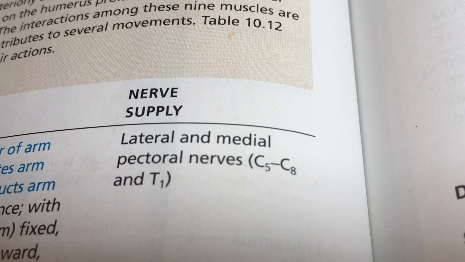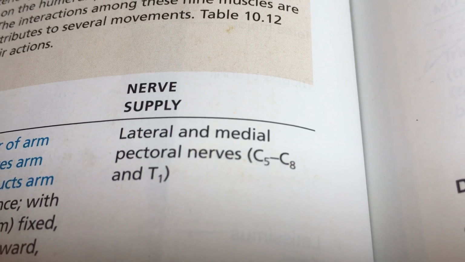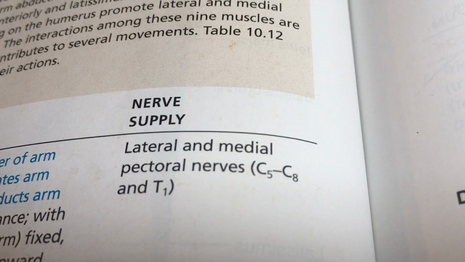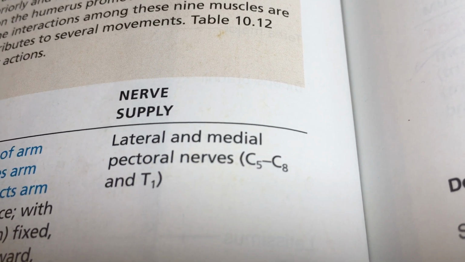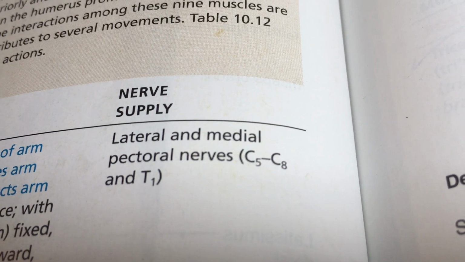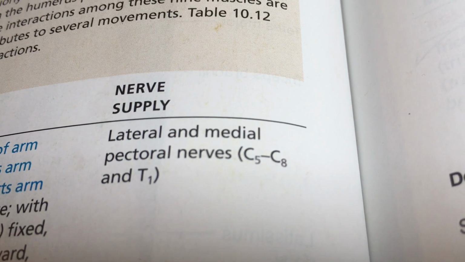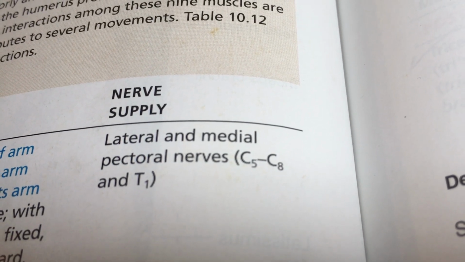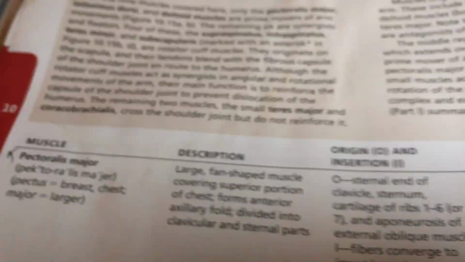So when there is injury to any part of the brachial plexus, and notice how broadly this is being represented here, C5, 6, 7, 8, all the way to T1. That's the entire brachial plexus. Aspects of it are going to be innervating pectoralis major. So, right, that's the deal right there.